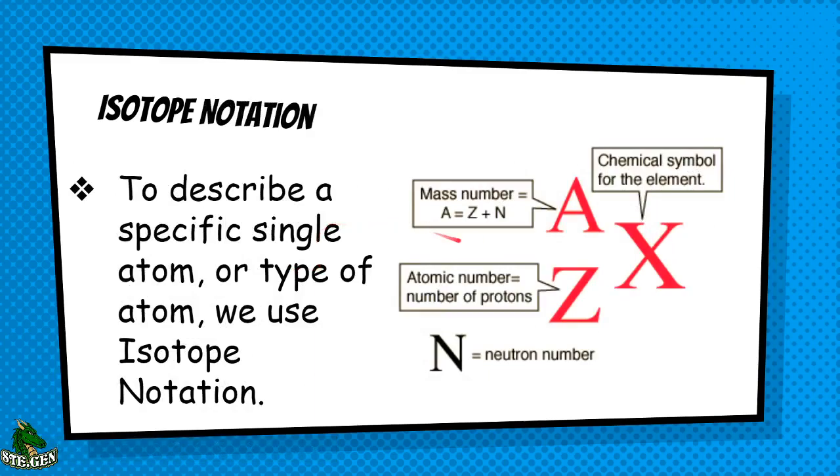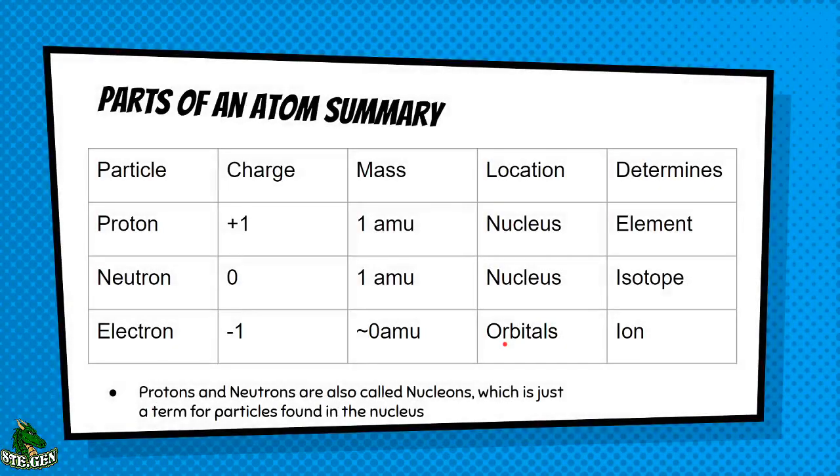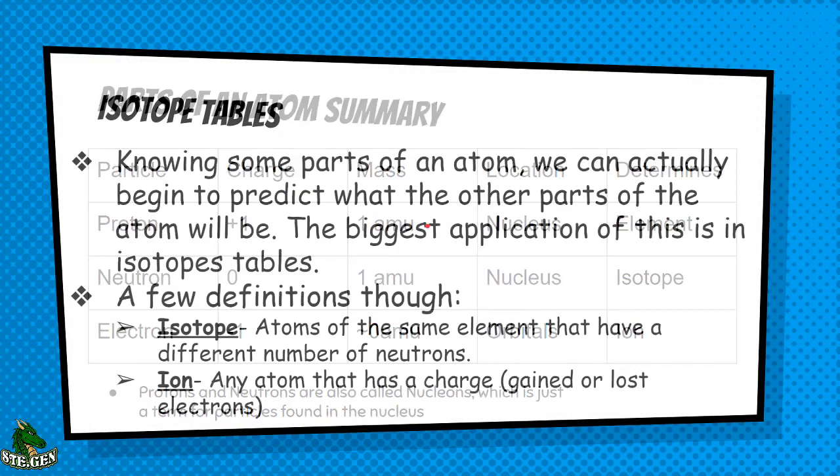To describe a specific single atom or a type of atom, we will use isotope notation. Isotope notation is represented by drawing the symbol, so that's X right here. Then you take the atomic number represented by a Z here, and that goes here on the bottom. And then you're going to have your mass number, which is equal to your number of protons plus your number of neutrons. If you remember back on this slide, we said those are the two things that have mass, so you're basically adding up how many AMUs that specific atom has.